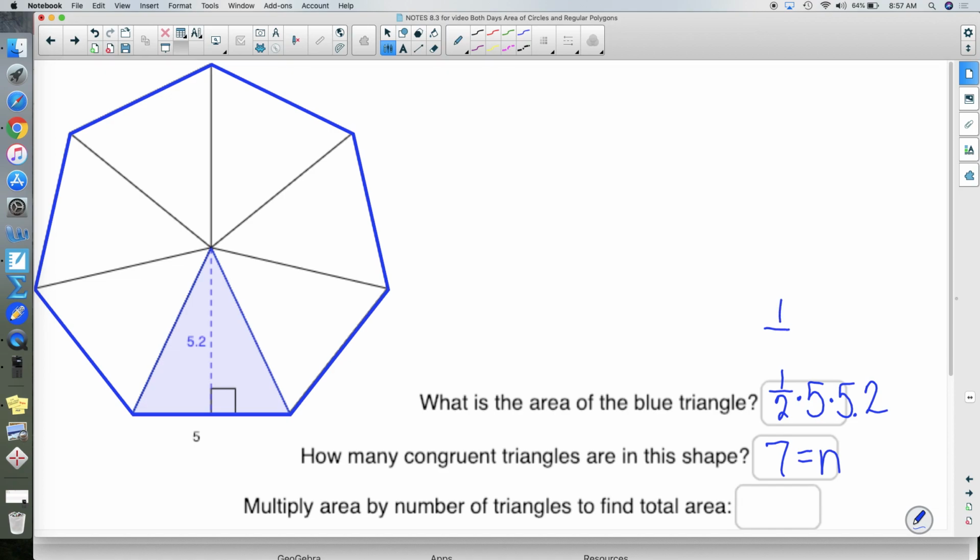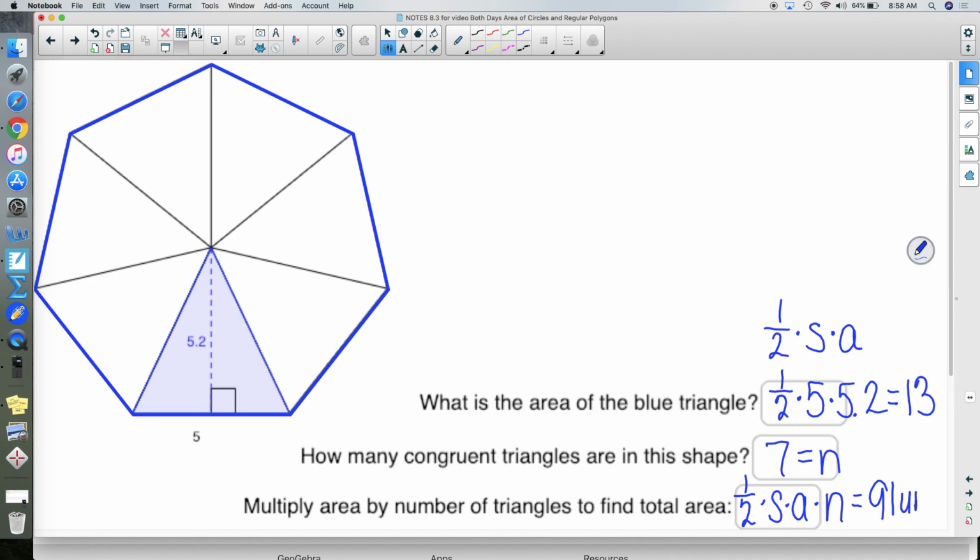So when I'm doing that, I'm thinking about 1/2. The side length is serving as my base. The apothem is serving as my height. That would give me an area of 13. There are 7 of them, so I'm going to multiply my 1/2 side length times apothem times that n, 7 triangles, to get the total area here, which number-wise is 91.